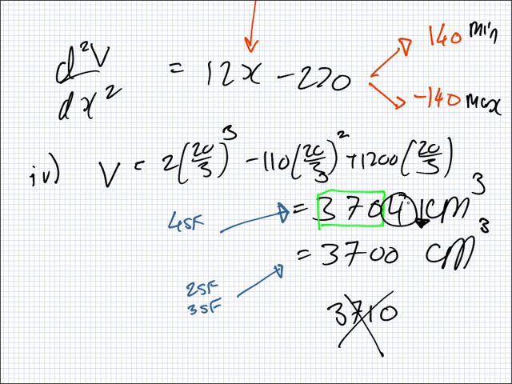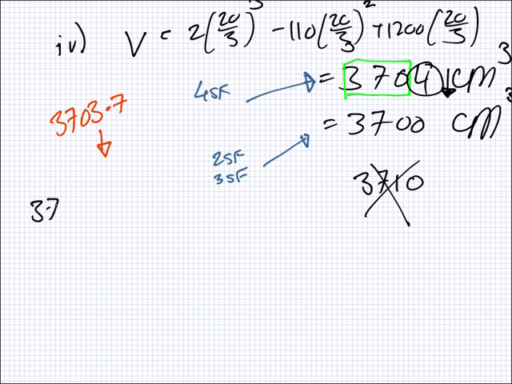The actual answer is 3,703.7. So then you can do the significant figure. 3,703.7. Exactly what I said. I can't believe we have to go through this. 3703.7. How many significant figures is this? 1, 2, 3, 4, 5. Okay, now don't be stupid. What's 4 significant figures?